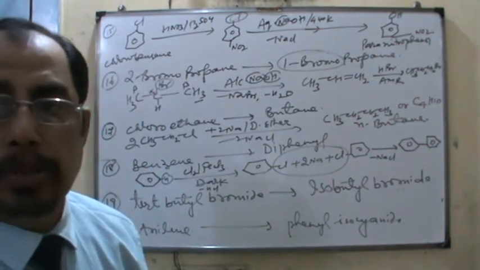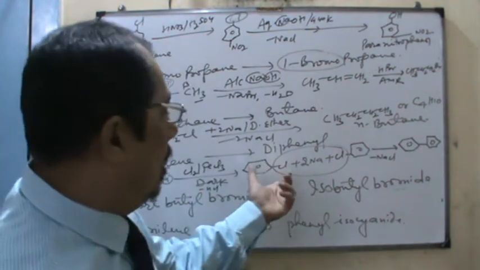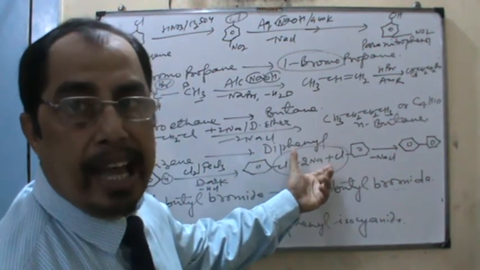First you get benzene into chlorobenzene with the help of this, then it forms chlorobenzene. Take 2 molecules of the chlorobenzene, apply Fittig reaction.